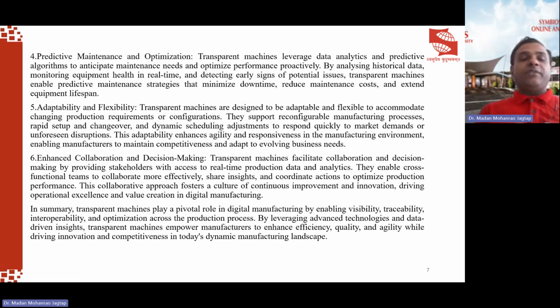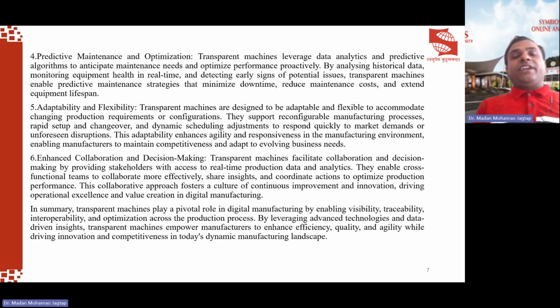So in summary, transparent machines play a pivotal role in digital manufacturing by enabling visibility, traceability, interoperability, and optimization across the production process. By leveraging advanced technologies and data-driven insights, transparent machines empower manufacturers to enhance efficiency, quality, and agility while driving innovation and competitiveness in today's dynamic manufacturing landscape.